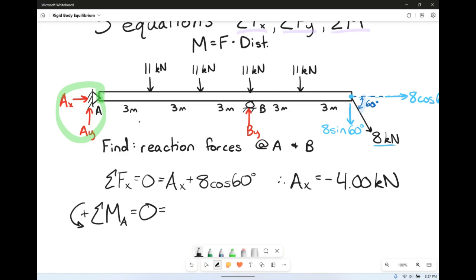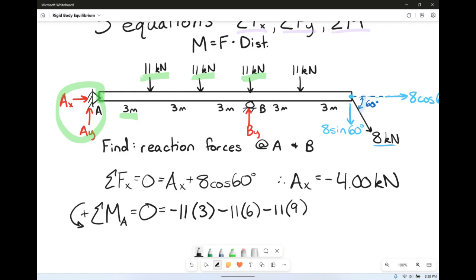So we're going to start at A and work our way to the right and see what we've got. First up, we've got this 11 kilonewton load, and that load is going to be going in our negative direction. So negative 11 times his distance to A of 3 meters. Then we have our next 11 kilonewton load here, and his distance is going to be 3 plus 3, which is 6. Then moving on over, we have another 11 kilonewton load, so minus 11 times his distance of 3 plus 3 plus 3, which is 9.